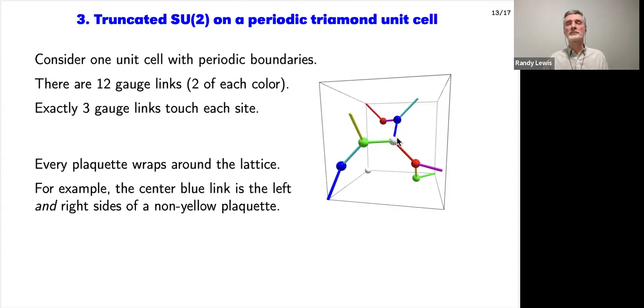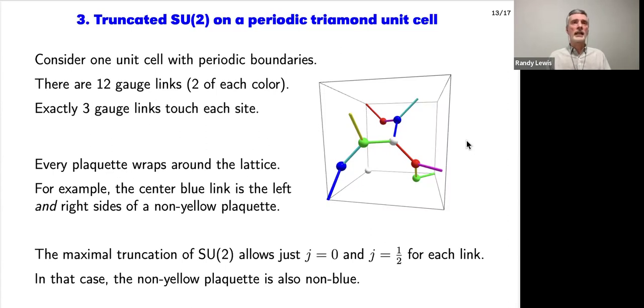This one's touched twice. So this is interesting because if you said, well, let's make a maximal truncation of our gauge theory, we'll allow just 2 quantum states. J could be 0 on any link, or J could be a half on any link, and those are the only 2 options. If we do that, then when you apply the plaquette operator, this blue link changed its J value, but then it changed it back again because we touched it twice. So in fact, this blue link doesn't change its J value at all. And now you realize the non-yellow plaquette also happens to be non-blue in this very, very small lattice of a single unit cell.